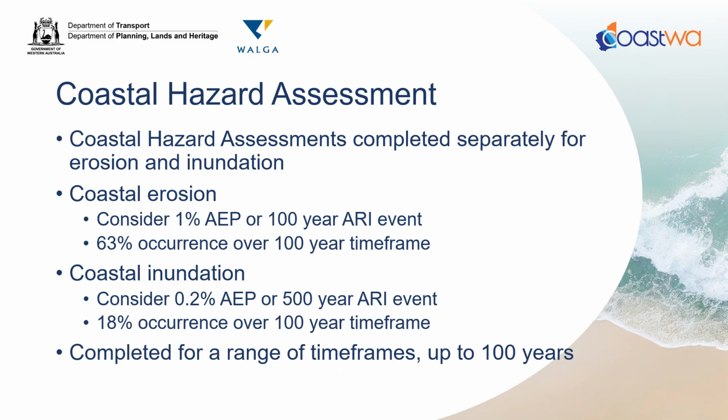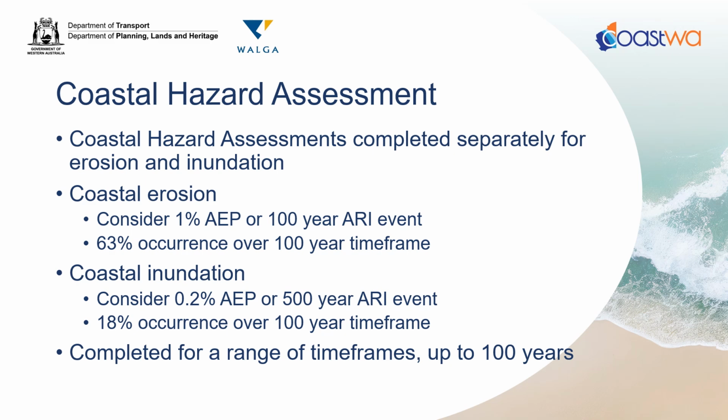A coastal hazard assessment, as we discussed, is completed separately for coastal erosion and inundation, and both of these consider different events. So a coastal erosion event considers a 1% annual exceedance probability event, or in simple terms, often termed a 100-year ARI, average recurrence interval event. So that type of event that you'd expect to see once every 100 years. In reality, a 1% AEP event has a 63% chance of occurring over that 100-year time frame.